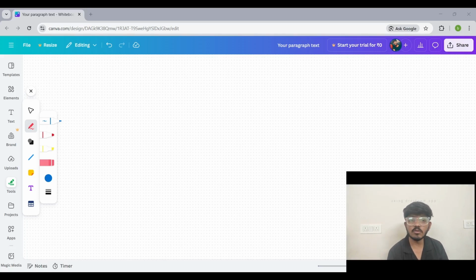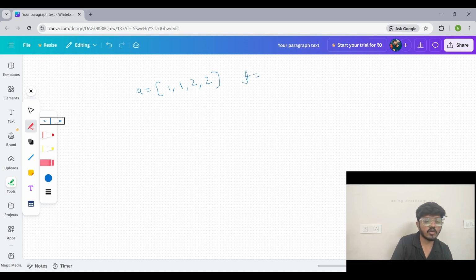So now let's discuss the problem statement here. They will give one array. I am taking the array as a equals 1, 1, 2, 2. Okay. So they will give the target value also. I am taking the target value as 2.